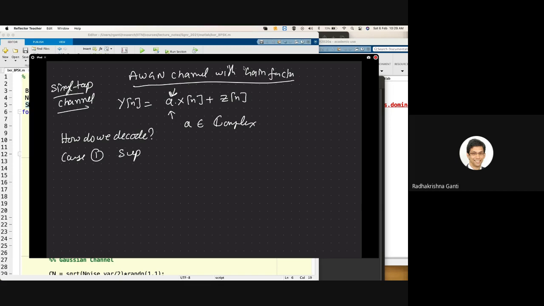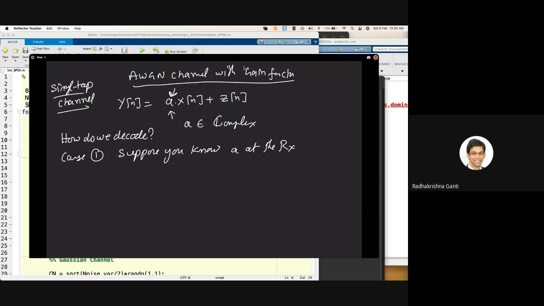Let's even assume the case where you know A at the receiver. Somehow you know A at the receiver. Let's not worry about how you know. Let us first understand how you decode this.